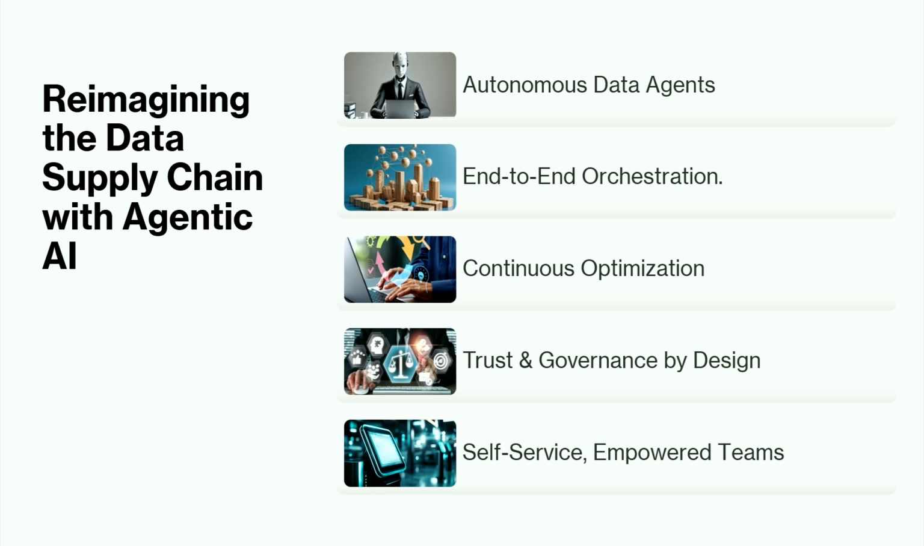Now, trust and governance by design need to be baked in. The built-in observability, lineage tracking, and security ensure that we have a very compliant and high-quality data product coming out as the final output from the data supply chain. Last is self-service empowered teams. Business users interact with these co-pilots to create, manage, and consume data products without needing to understand the technical and functional landscape underneath.